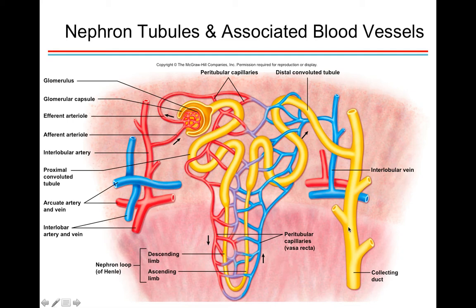So I just want to reiterate the four regions of the nephron and what they do. So the Bowman's capsule, its main job is filtration. The proximal tubule, its main job is reabsorption. The main job of the loop of Henle is concentration. And the main job of the distal convoluted tubule is secretion. And we'll be going through these in detail in this lecture.